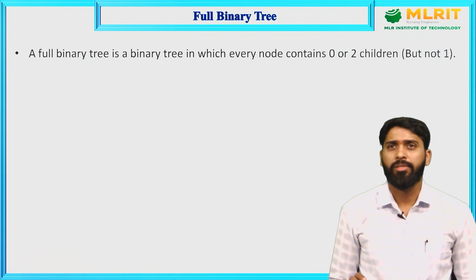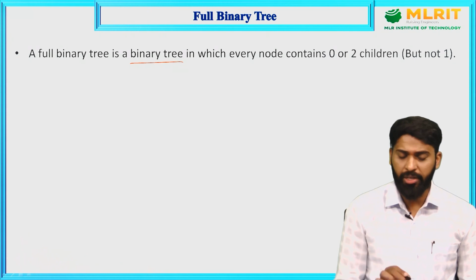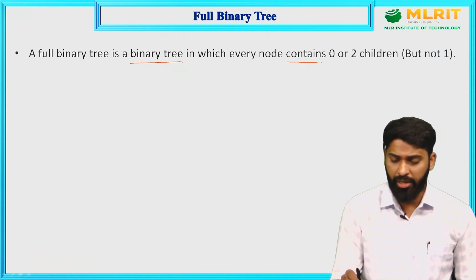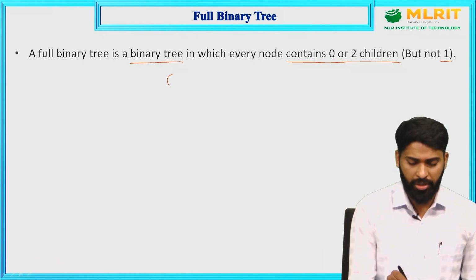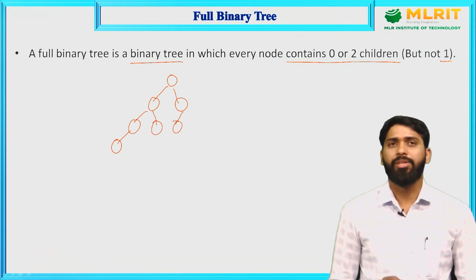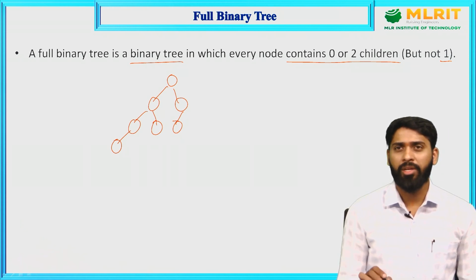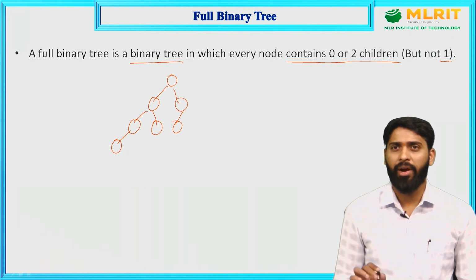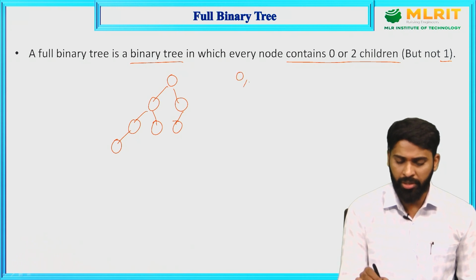Now we see the definition of a full binary tree. A full binary tree is a binary tree in which every node contains 0 or 2 children, but not 1. Let us consider this example. Is it a binary tree or not? Yes, it is a binary tree. How do we know that? All the nodes present in the tree have at most 2 children. At most 2 children means there may be 0 children, or 1 child, or 2 children.